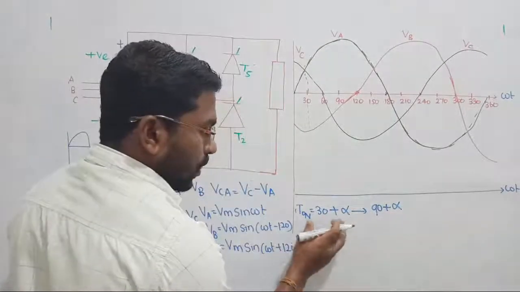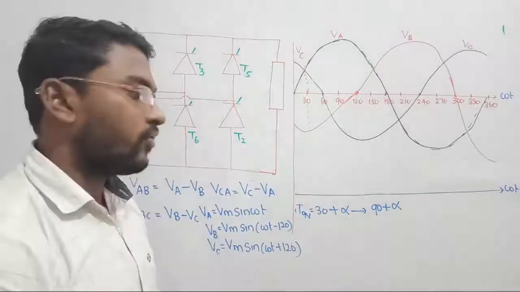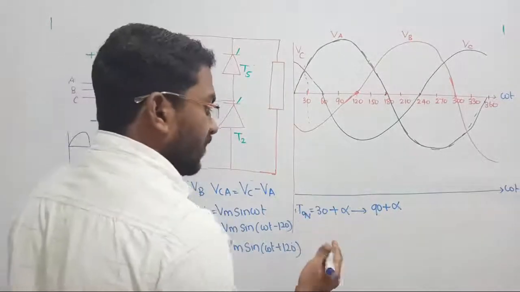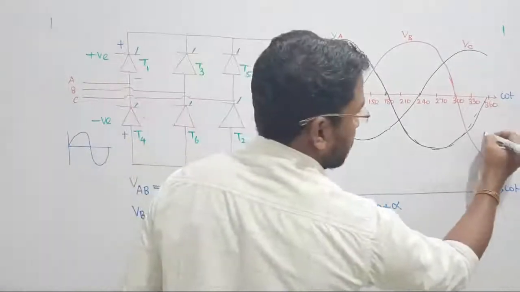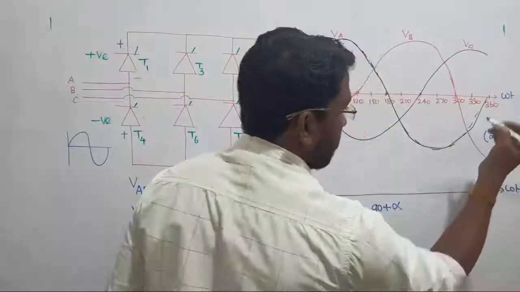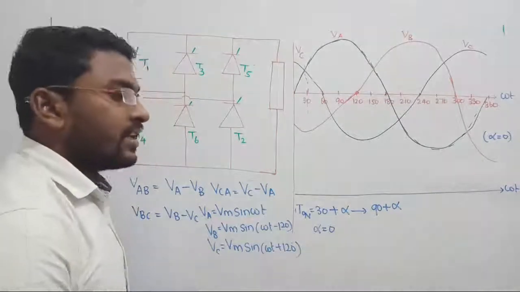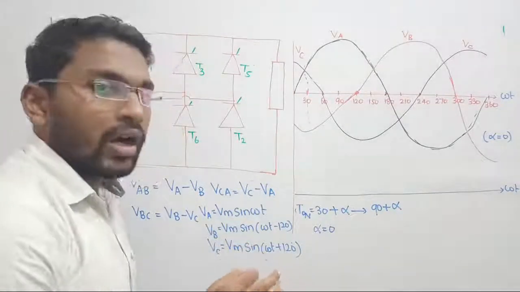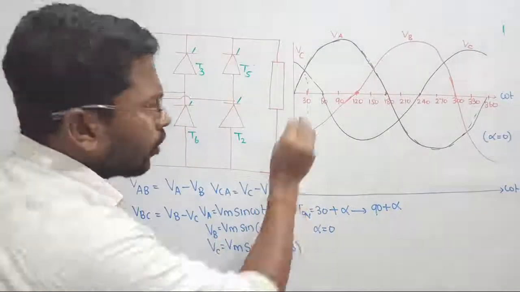So I understood. This is the first thyristor that is going to be triggered at the value of 30 plus alpha. Now let us make the value of alpha 0. Initially I am going to consider once again alpha equal to 0 degree triggering angle. So if you give the alpha value as 0 degree, thyristor T1 is going to be triggered at what? Thyristor T1 is going to be triggered exactly at 30 degree, right?